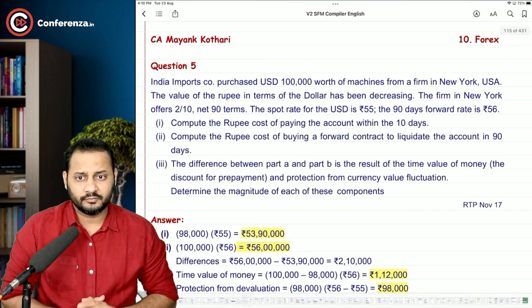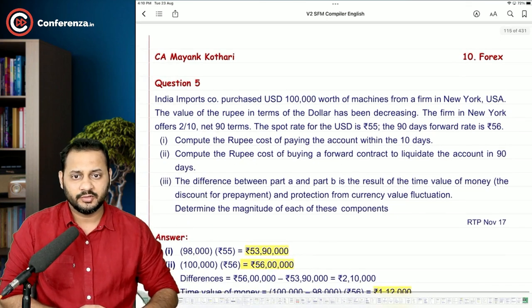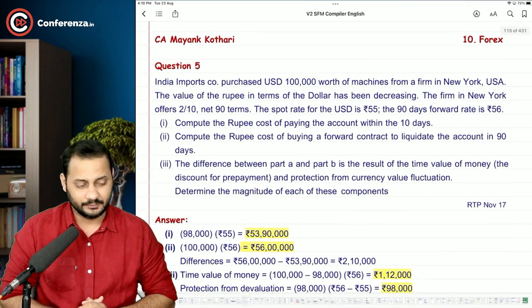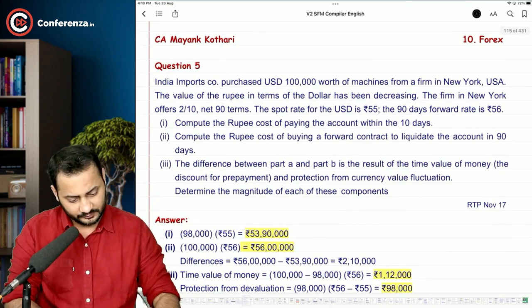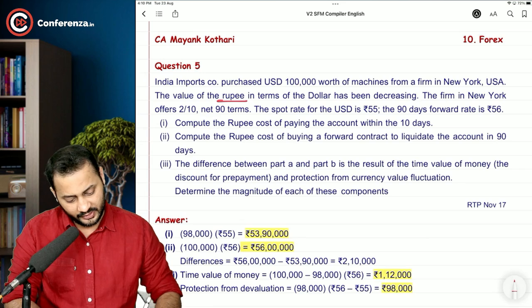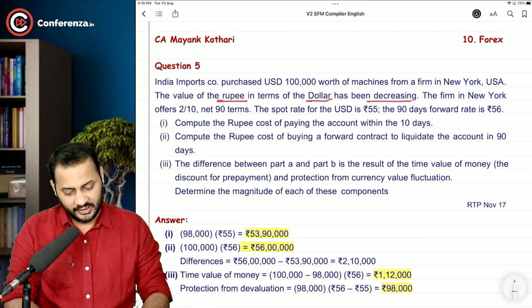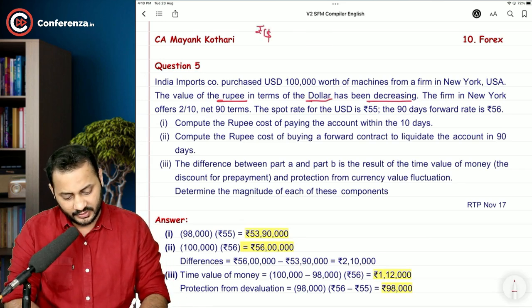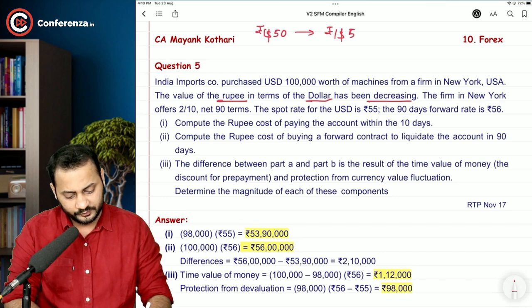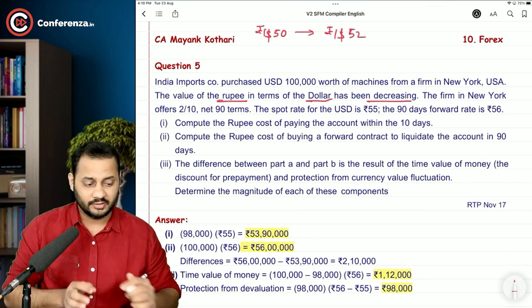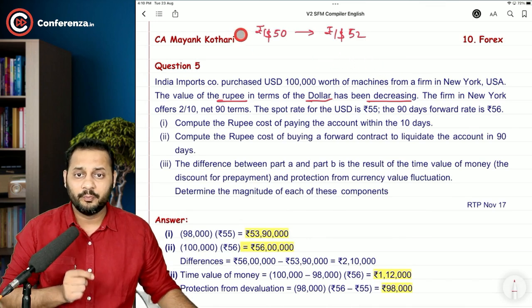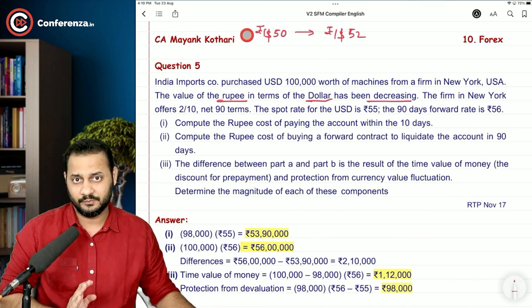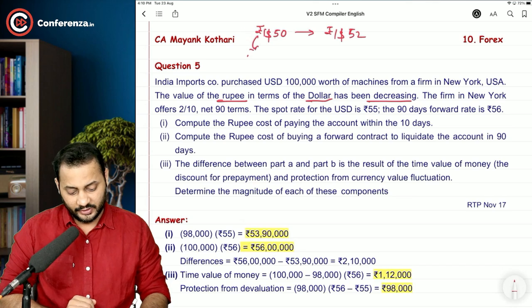Okay, the value of the rupee in terms of dollar has been decreasing. What does that mean? It means that if rupee per dollar is 50 today, and it goes to 52, that means, understand, the value of rupee is decreasing. Rupee is going down, dollar is going up.